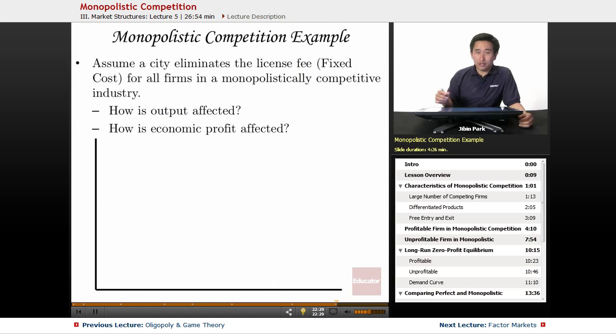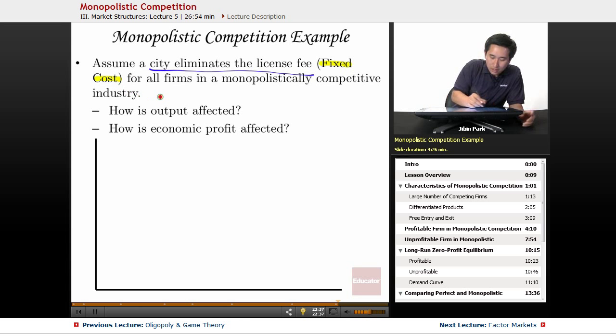So here's a monopolistic competition example. Assume a city eliminates the license fee. So the fixed cost for all firms in a monopolistically competitive industry, and let's say it's in long-run equilibrium, is gone. So no more fixed costs. So how is output affected, and how is economic profit affected?